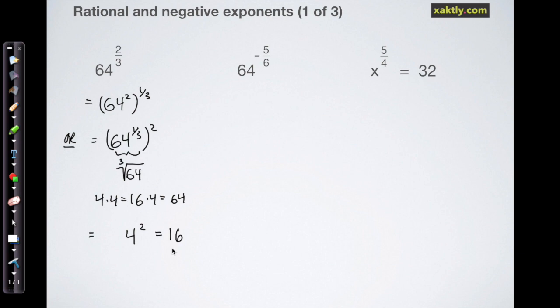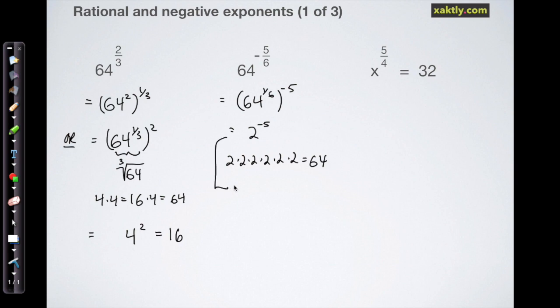Now our next problem is 64 raised to a negative power, the negative 5/6 power. Just like we did with the last problem, we can write this as 64 to the 1/6 and then raise that whole thing to the -5th power. And 64 to the 1/6, well, that looks like 64 is a power of 2. So if we take 2 times 2 times 2, do that 6 times, I think that's 64. So 64 is 2 to the 6th power.